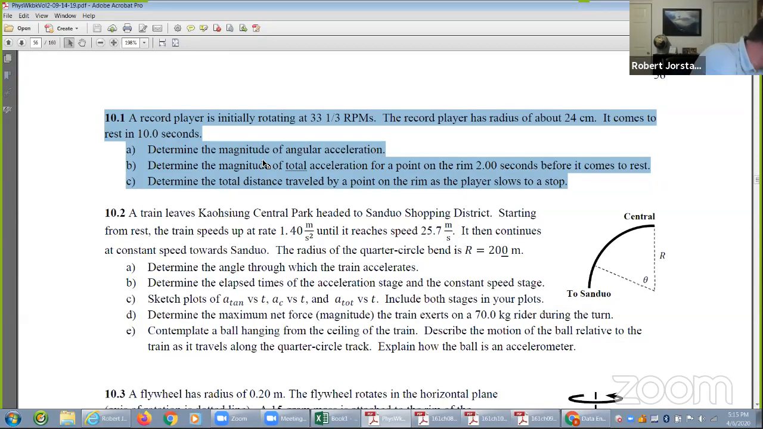So we're going to try and get the magnitude of angular acceleration. That variable is obviously alpha. We're going to get the magnitude of total acceleration. Now that one is going to have units of meters per second squared because it's an acceleration. Part A is angular acceleration. That's going to have units of radians per second squared. There's a difference. And then the total distance traveled. Total distance traveled is arc length.